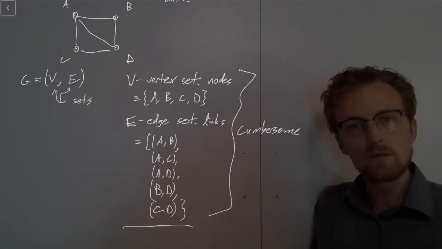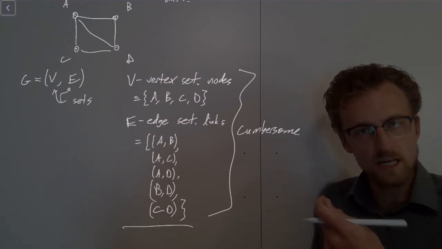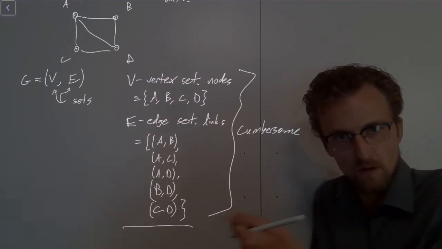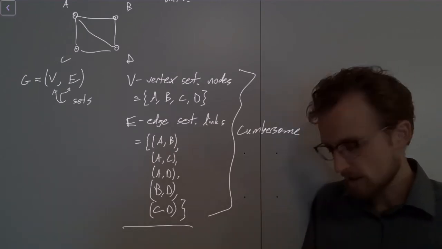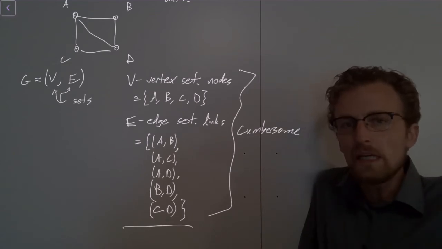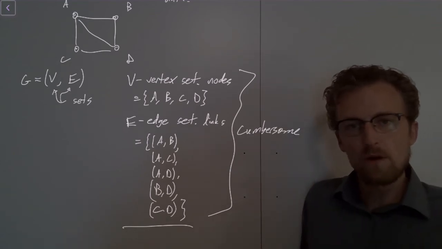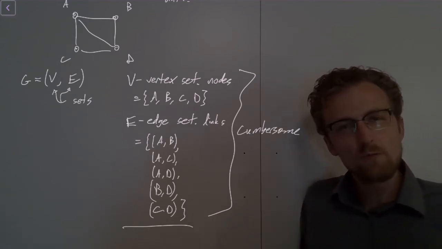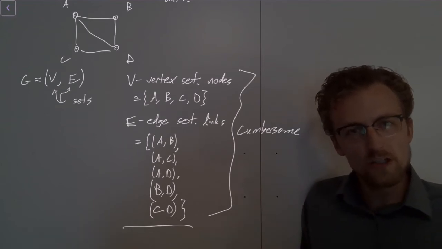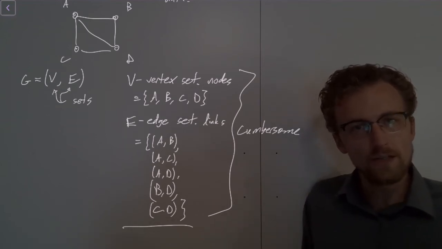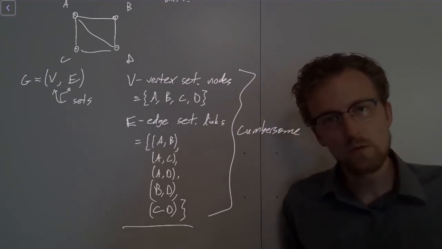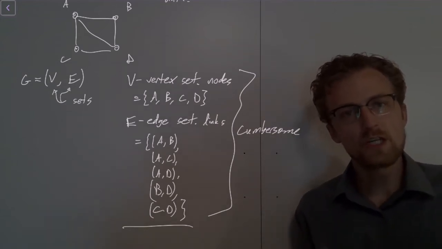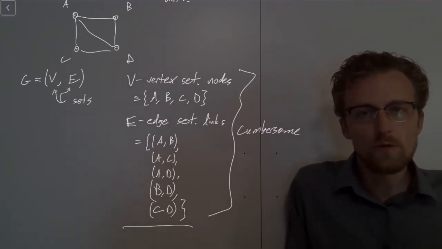As long as I have some kind of thing that says every time I write A, that refers to a particular vertex, this would be a legitimate way of representing this graph. But it would be challenging to write algorithms that use that natively. So in general, what we're going to want to do is represent graphs in a more algorithm-friendly way.